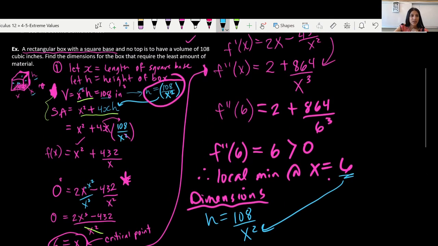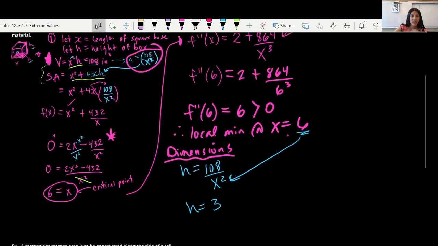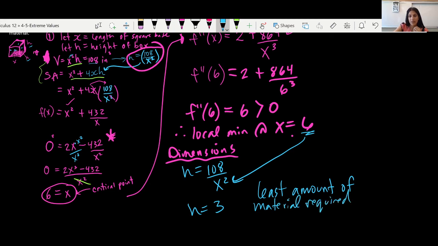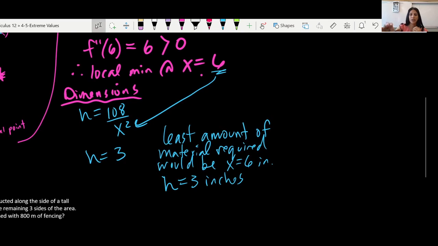So after doing all of this, we would say that the least amount of material required would be x equals 6 inches and h equals 3 inches after all that work.